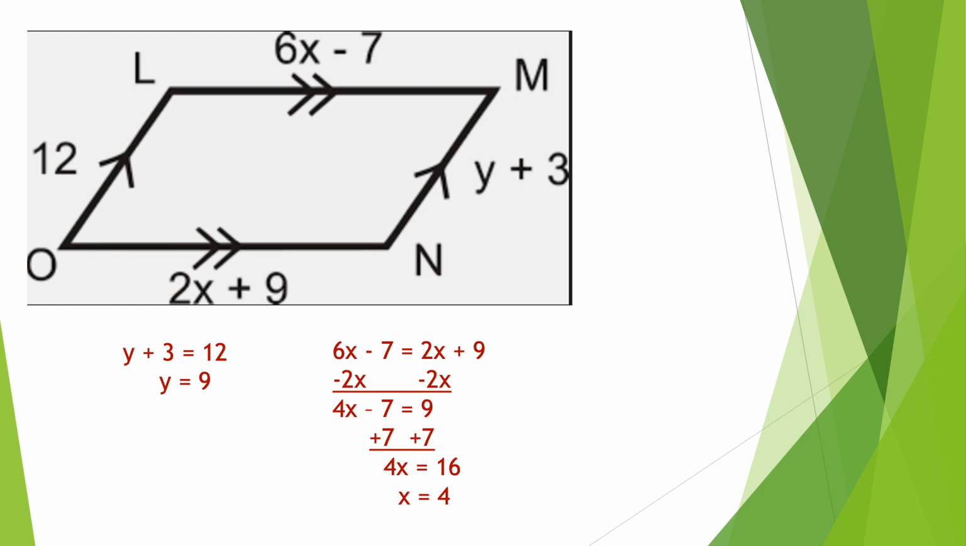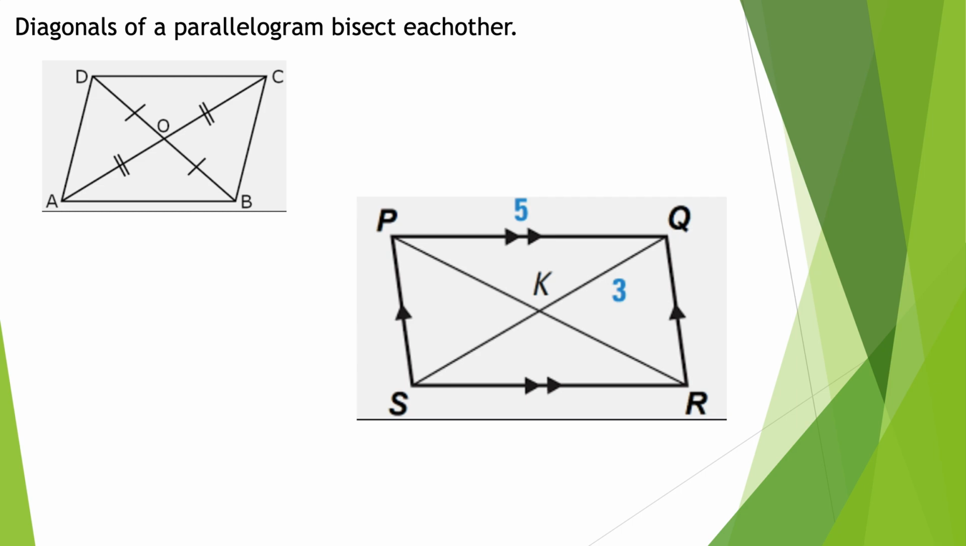Okay, so that's what we need to know about the opposite sides of a parallelogram, that they are parallel and that they are congruent. The last thing I want to talk about is the diagonals of a parallelogram bisect each other. And the reason I want to talk about these is, first off, you could see a question about this. And second off, you could see just a question about the term bisect. And I want you to understand both of those.